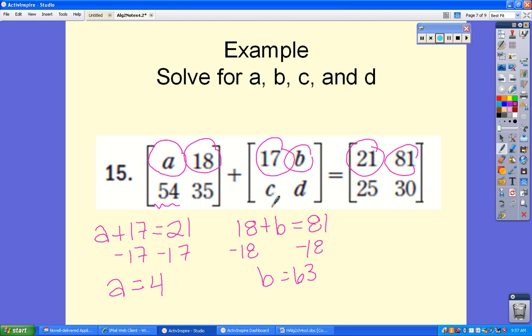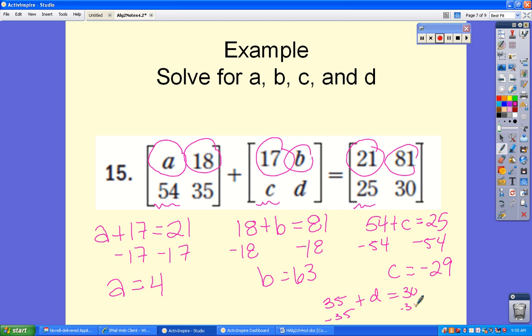Next one, 54 plus C equals 25. This one's going to be a negative value. 25 minus 54 is negative 29. And the last one is 35 plus D equals 30. D is negative 5. Okay, again, not too hard. I think you'll like it.